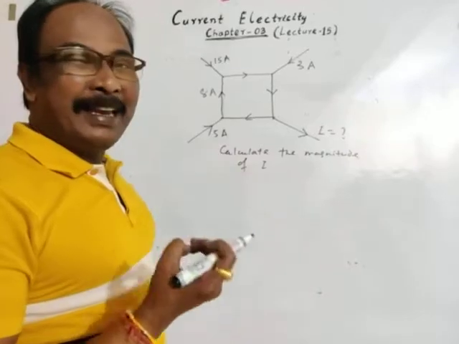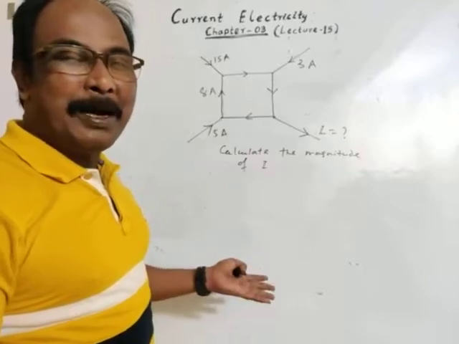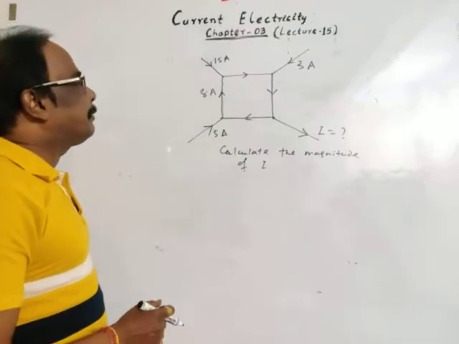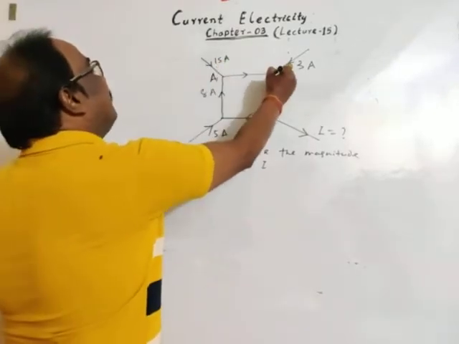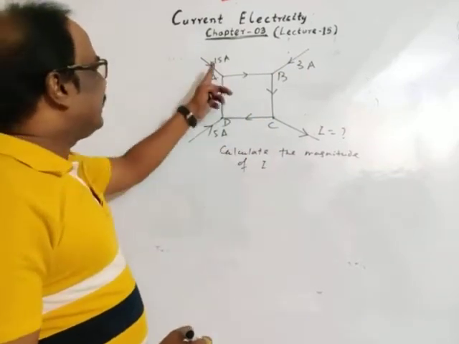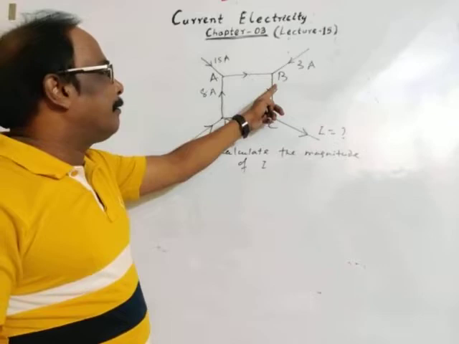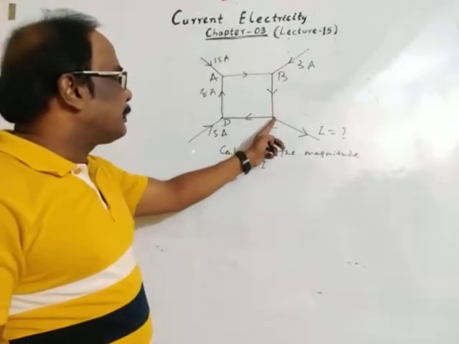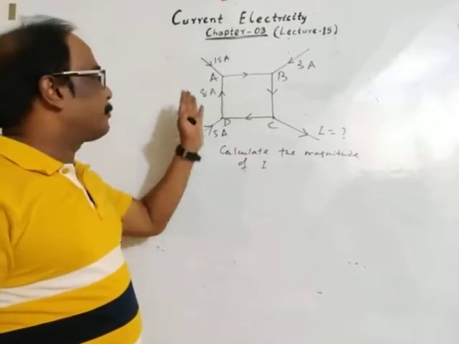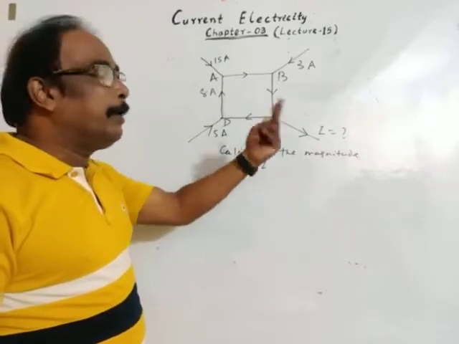As per Kirchhoff's first law, for a junction, the sum of incoming current is equal to the sum of outgoing current. Let us name the junctions A, B, C, D. At junction A there are 3 conductors, at junction B also 3 conductors, at junction C 3 conductors, and at junction D again 3 conductors. These conductors are meeting, and these are incoming currents, but this current is the outgoing current which is asked.